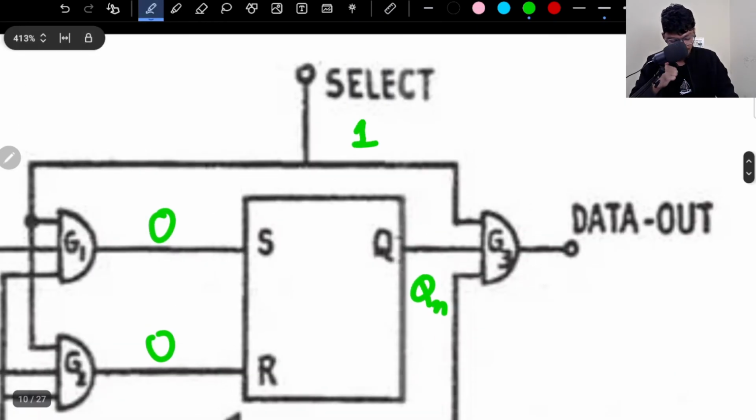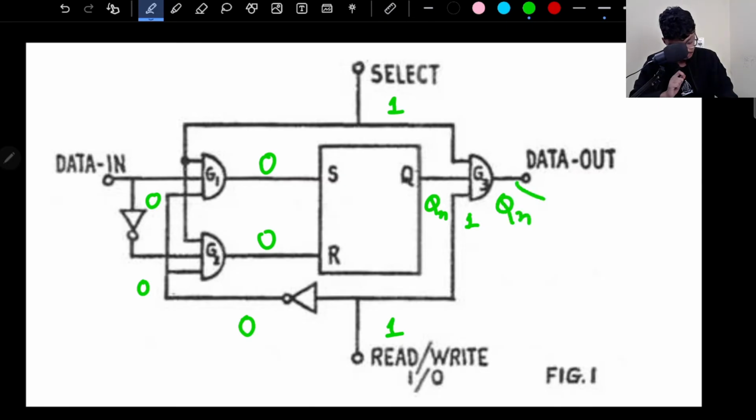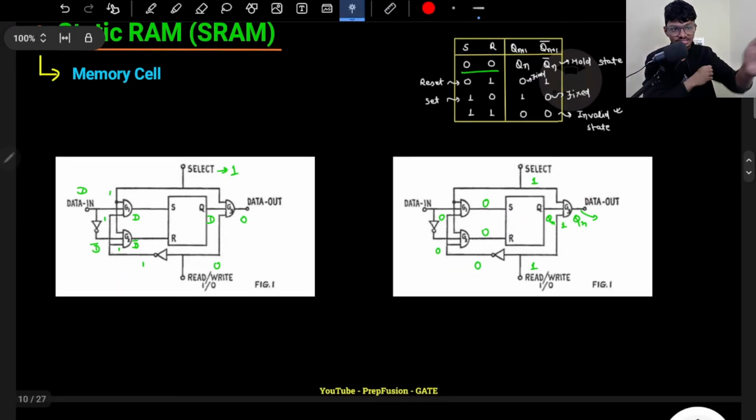This select bit would obviously be 1 because I am reading from this particular flip flop. And the read bit is 1, so this is also 1. So 1 times Qn times 1 will be simply Qn. So I will read from here. What will be the output? Output will be whatever was stored previously. So I perform the 2 operations successfully, read and write operations.